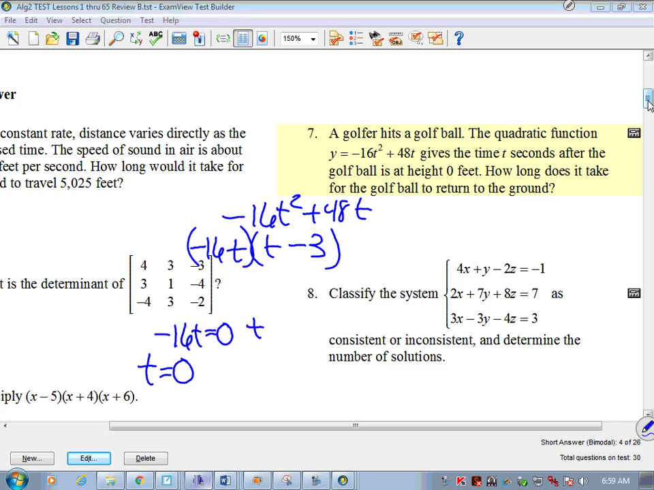But then we're going to take t minus 3 equals 0. We're going to add 3 to the other side. So we're going to get t equals 3. So we're going to get 3 seconds for my answer. 3 seconds. Okay, so it's factor out, and solve for 0.